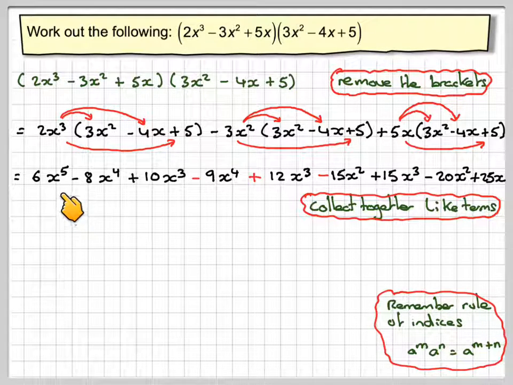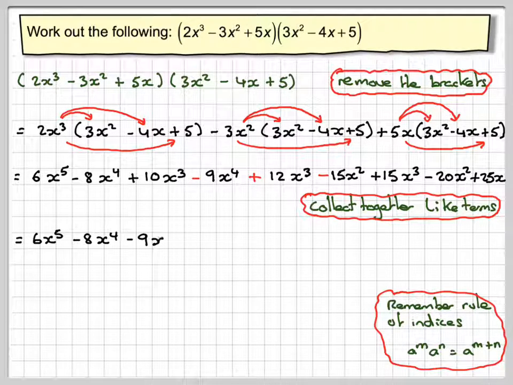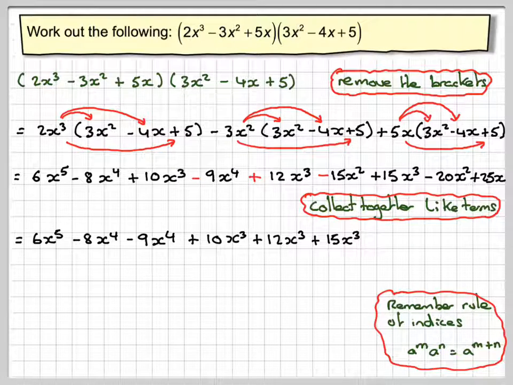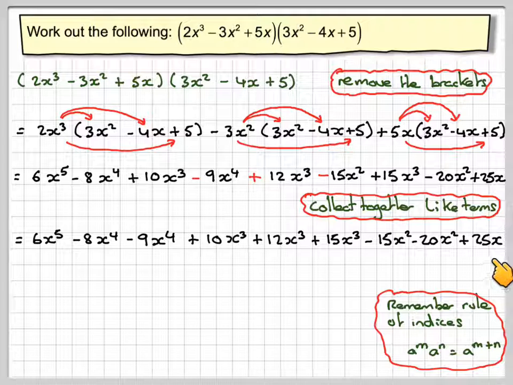There's 1 x to the 5 term. There's 1, 2 x to the 4 terms, and then for the cubics there's 1, 2, 3 of those. We'll list those, making sure you get the right sign each time. For the squares there's 2 of those, and then there's an x term as well.